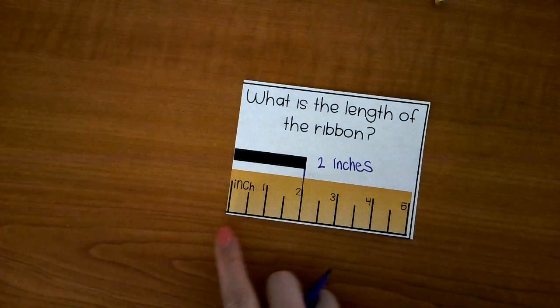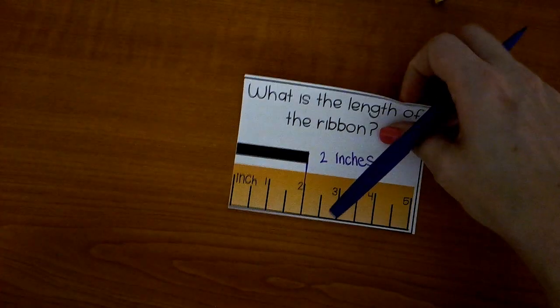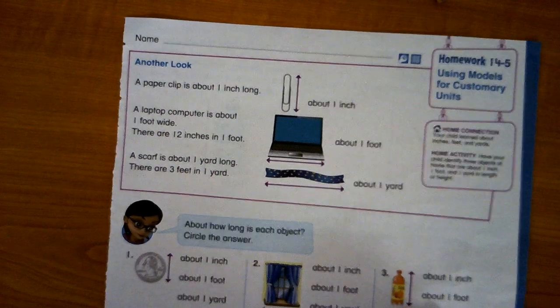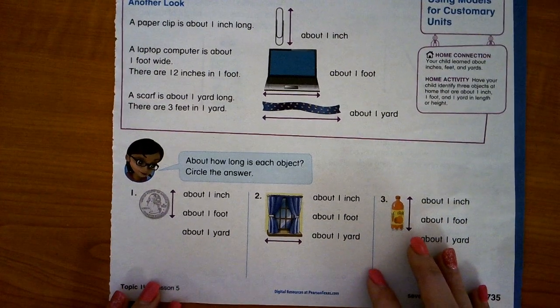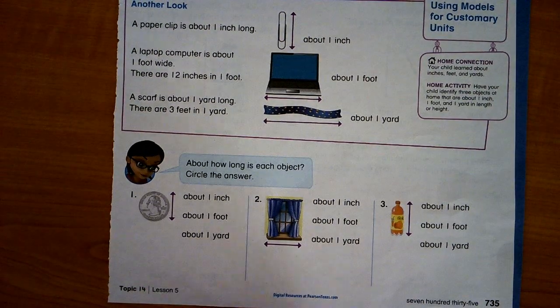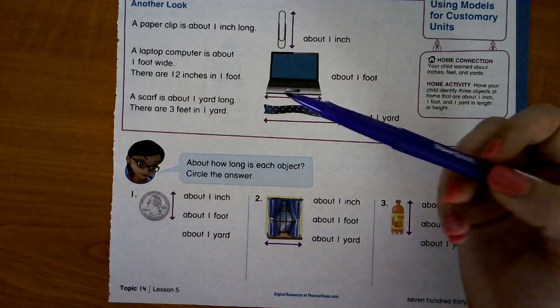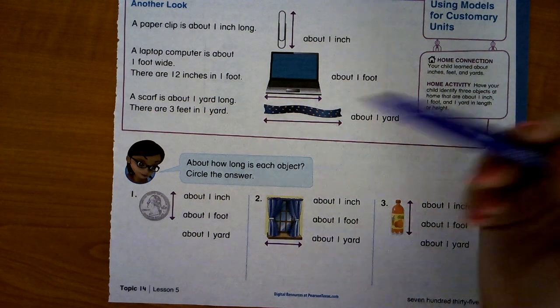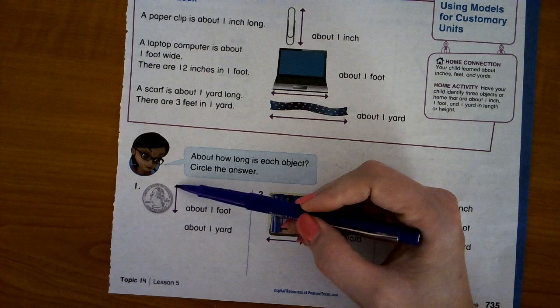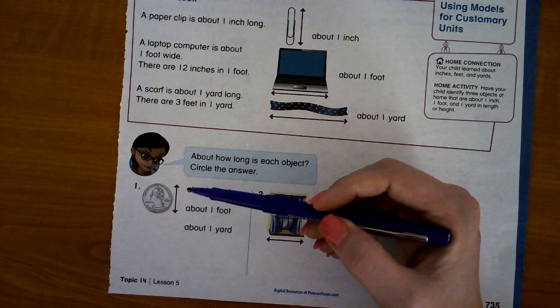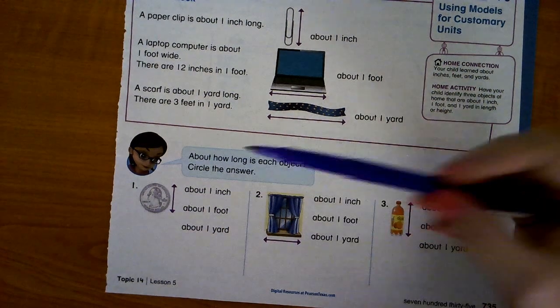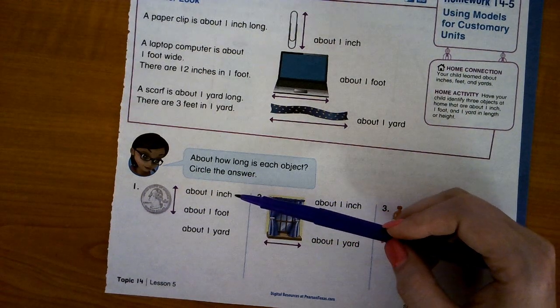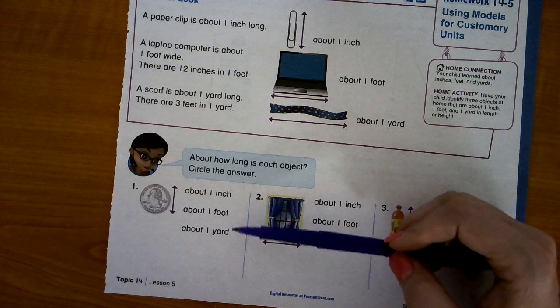Now, although these are all in inches, on your worksheet that you were doing with Miss Martin, it talked about other units of measure too. And you looked at, for instance, a quarter, and it wanted to know how long the object was. And right here, they measured from the top to the bottom, and it wants to know if you think that this is about 1 inch, 1 foot, and 1 yard.